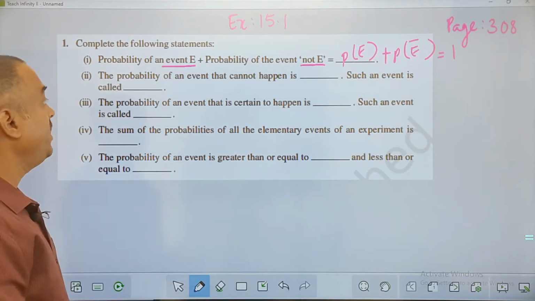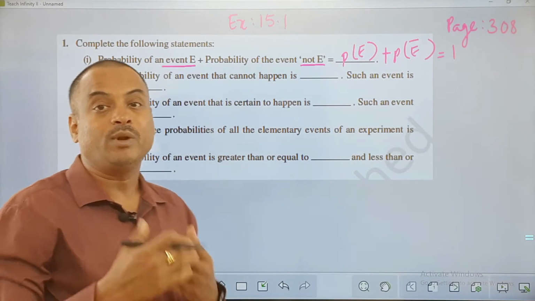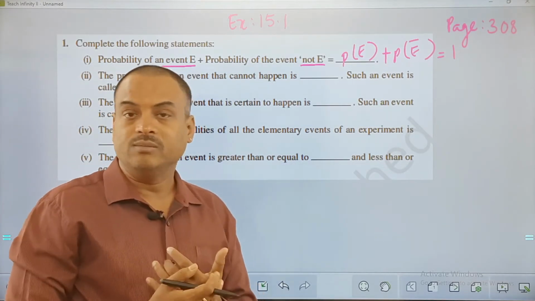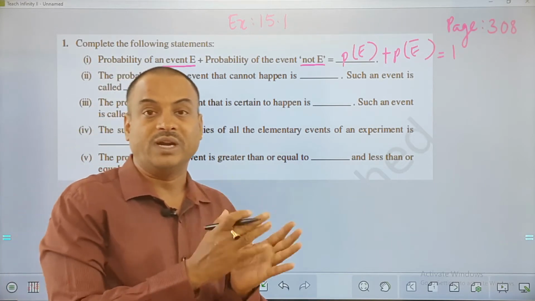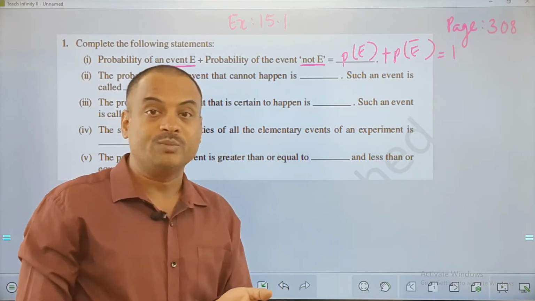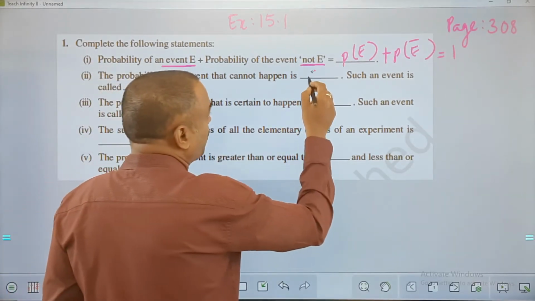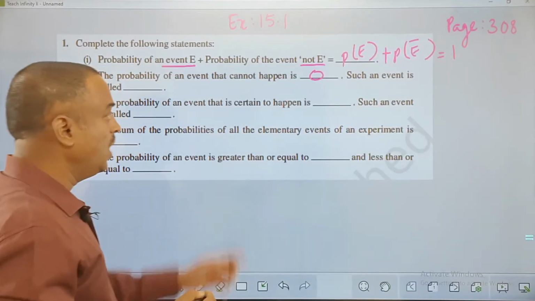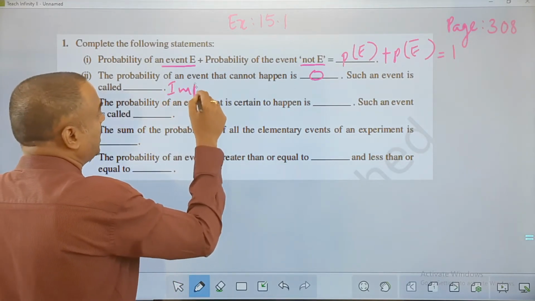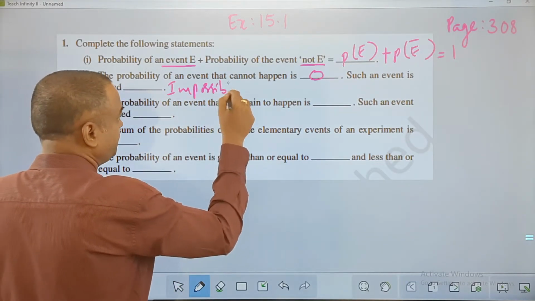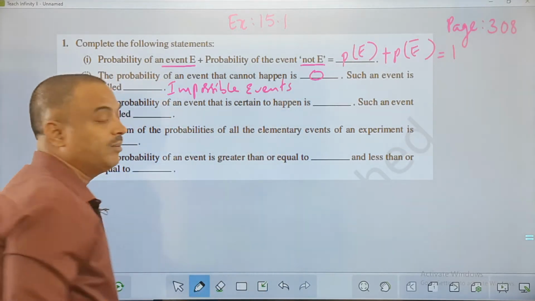Second question, the probability of an event that cannot happen. Like if I am rolling a die, a multiple of 7 or multiple of 9. We don't have a multiple of 7 or 9 in a die. A die will have numbers from 1 to 6. So 7 is an impossible number, any multiple of 7 is an impossible number. In such a case, the probability will be 0. And such events we call impossible events. This we have already discussed in our basics.